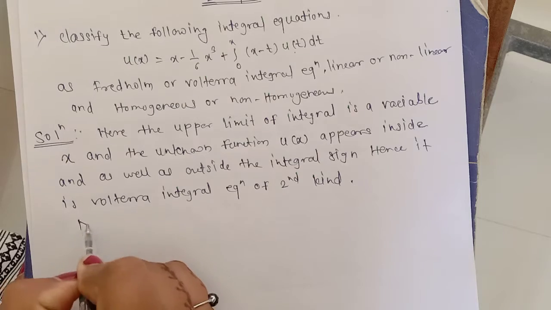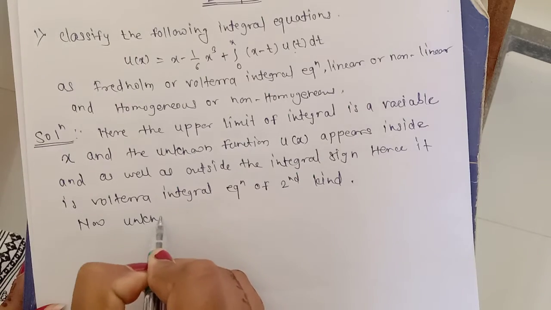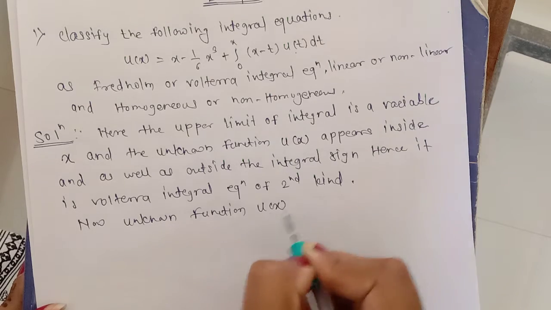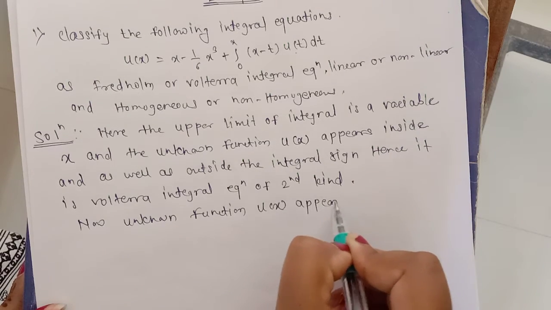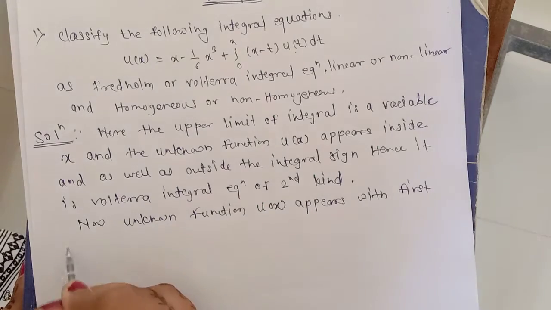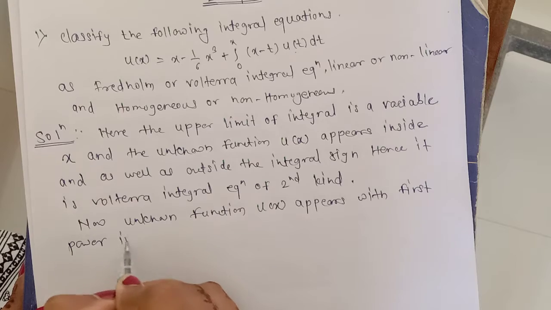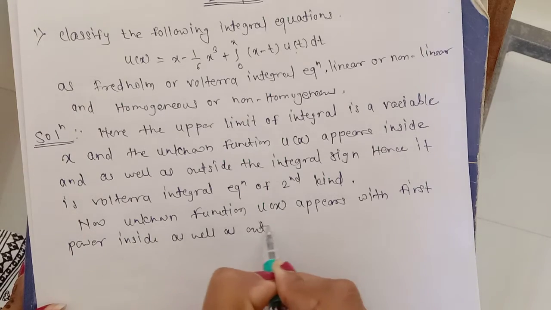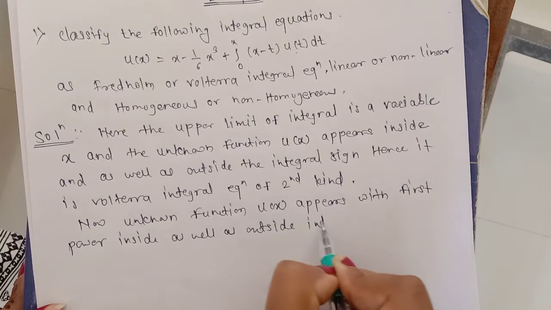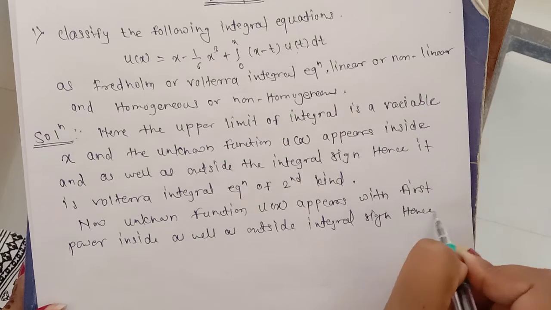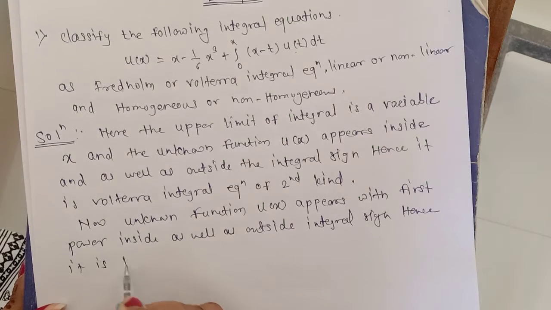So this is a linear equation. Now the unknown function u of x appears with first power inside as well as outside the integral sign, hence it is a linear integral equation.